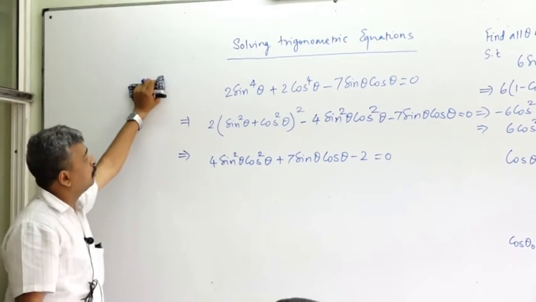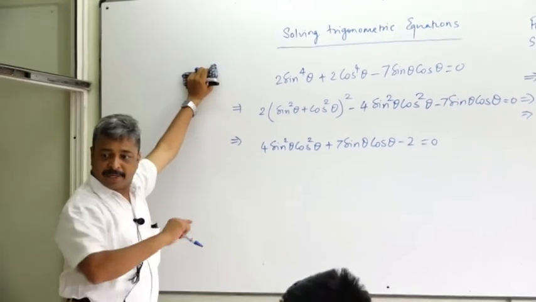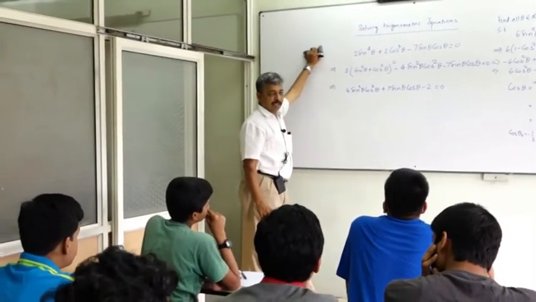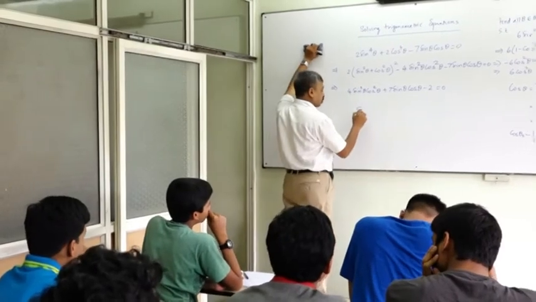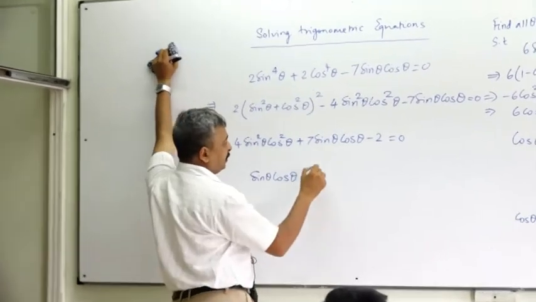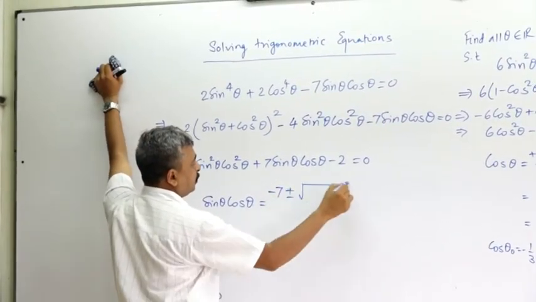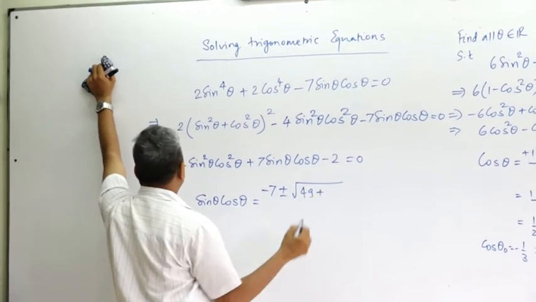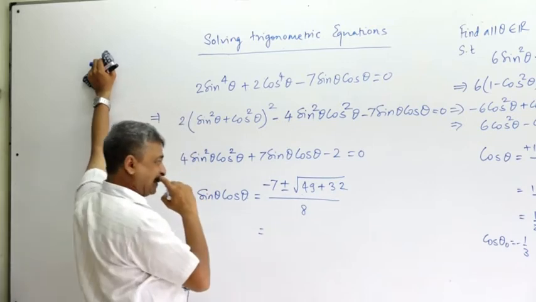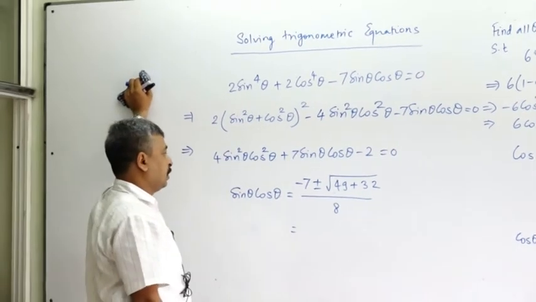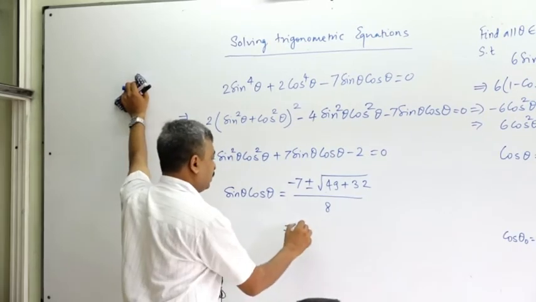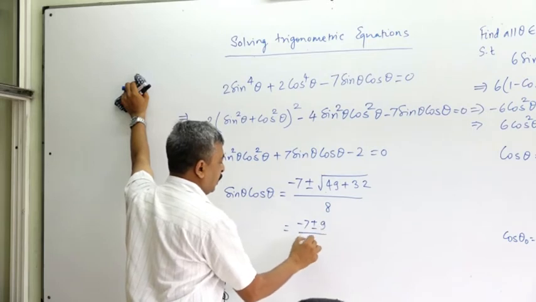Yes. Plus 2, minus, everything got minus, correct. And therefore my variable is sin theta cos theta. So solving it for sin theta cos theta, minus 7 plus minus under root 49 plus 32 upon 8. That is 81, so minus 7 plus minus 9 upon 8.